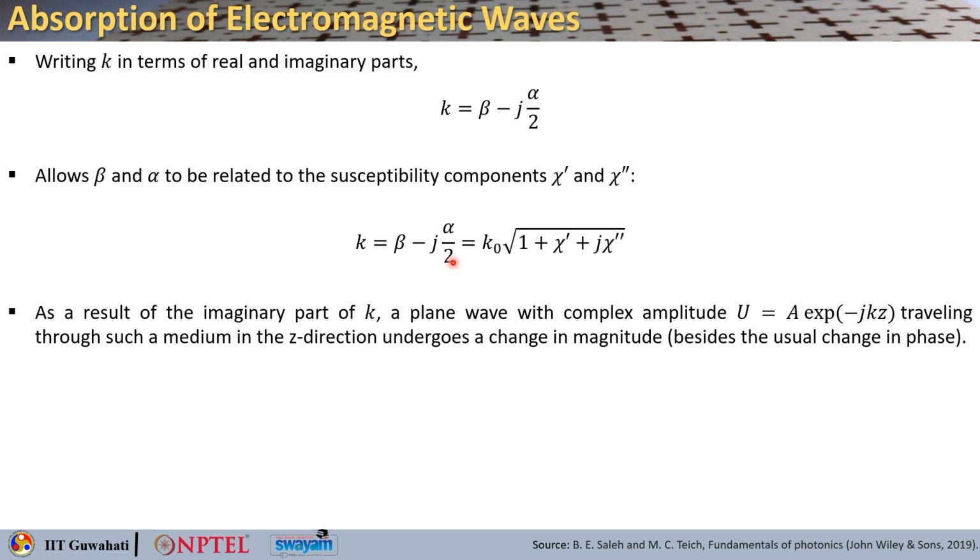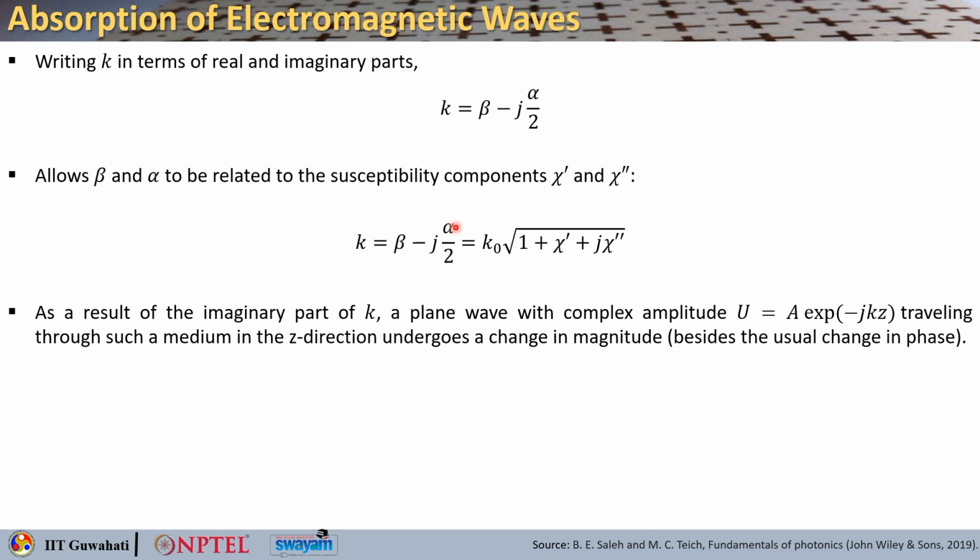Earlier it was only oscillating and propagating. Now, because of this part, there will be decay in the amplitude. So there will be a phase change plus an amplitude change as well. Once you substitute k with this parameter, using beta minus j alpha by 2 in place of k, the plane wave equation now looks like exponential minus alpha z by 2 times exponential minus j beta z.